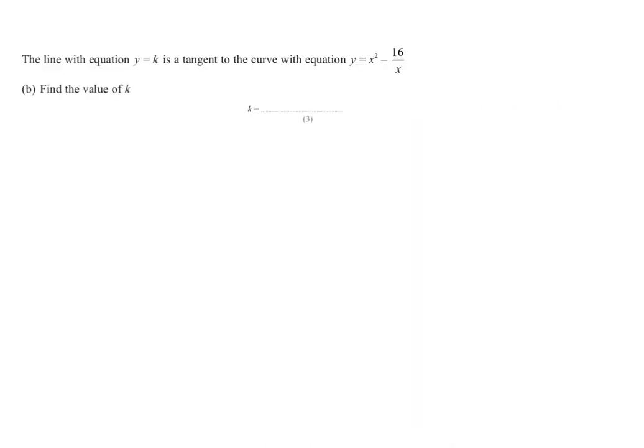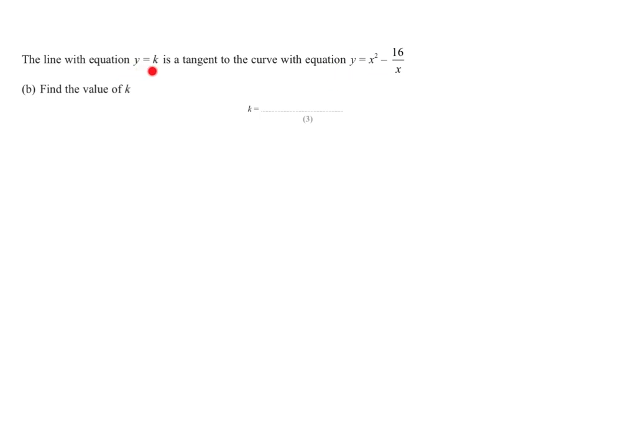So let's look at part B, which does look a little bit confusing, but hopefully we can make some sense of this one. It says that the line with the equation y equals k is a tangent to the curve with the equation y equals x squared minus 16 over x. This is a slightly different function to the first part. But what does this statement mean?